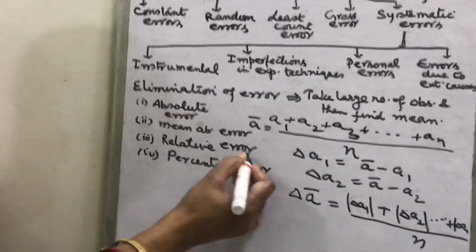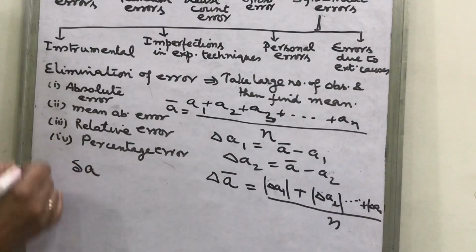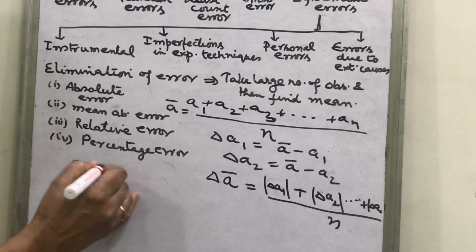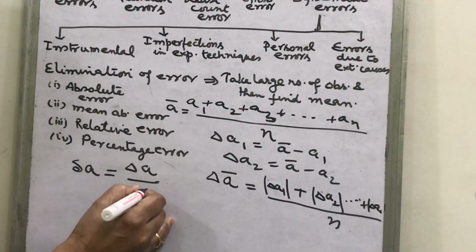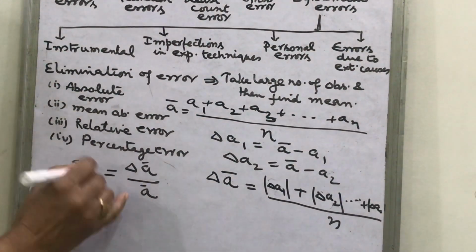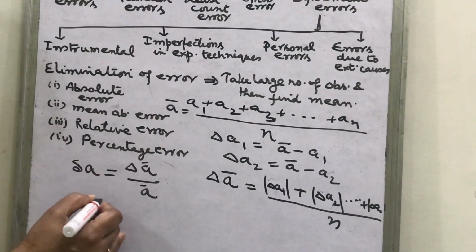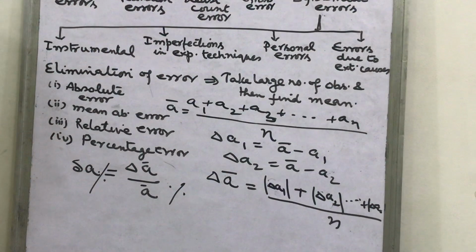What is relative error? Suppose the quantity is denoted by A. How will you find relative error? Relative error is delta A upon A. This one is relative error. How will you find percentage error? Percentage error, you find it here like this.